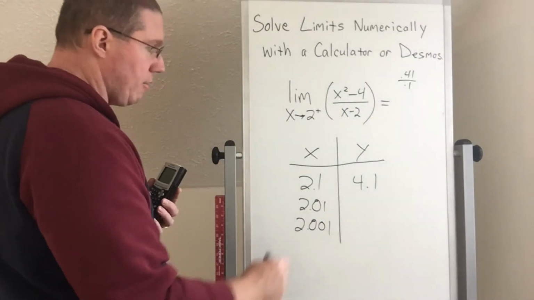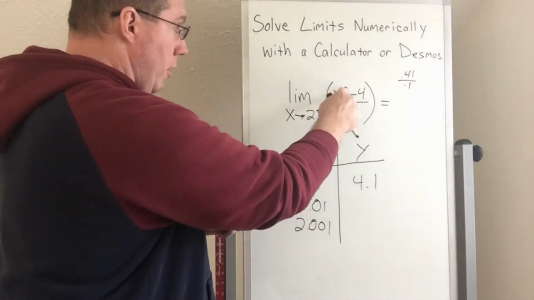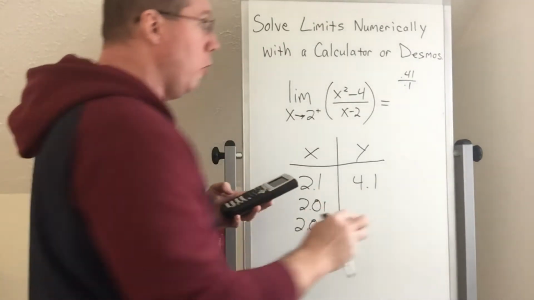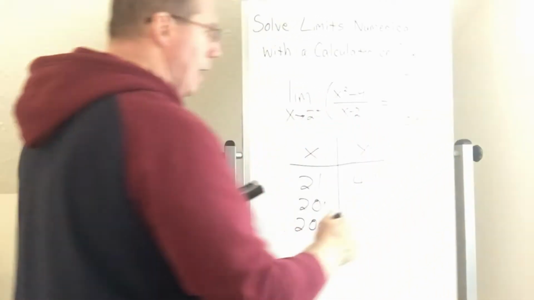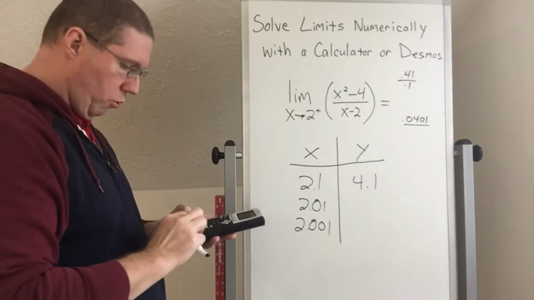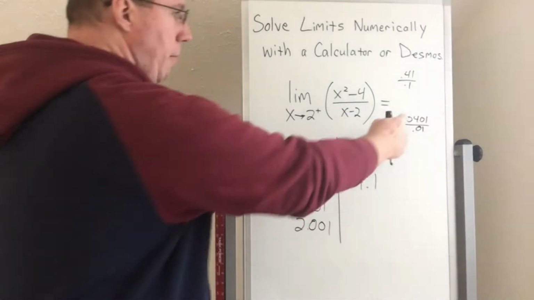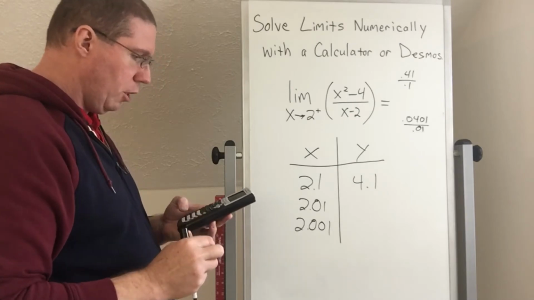Now I'm going to have to do the exact same thing for 2.01. So I'm going to do 2.01 squared minus 4, and I get 0.0401, okay? So I'll have 0.0401 divided by 2.01 minus 2, which is 0.01. So now I just have to do 0.0401 divided by 0.01, and that's going to give me 4.01. So this one's going to be 4.01.